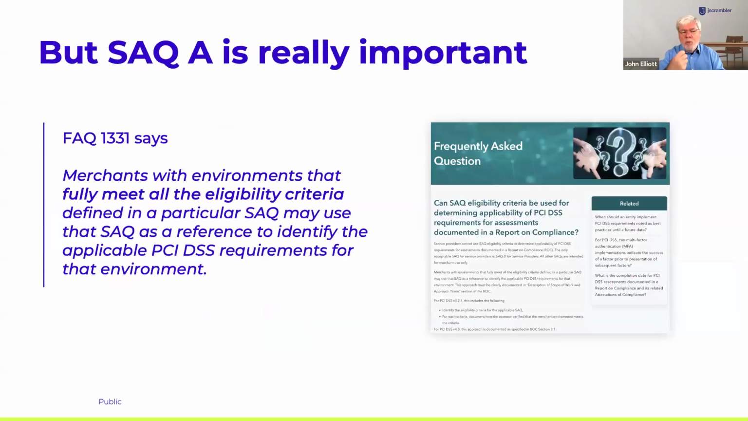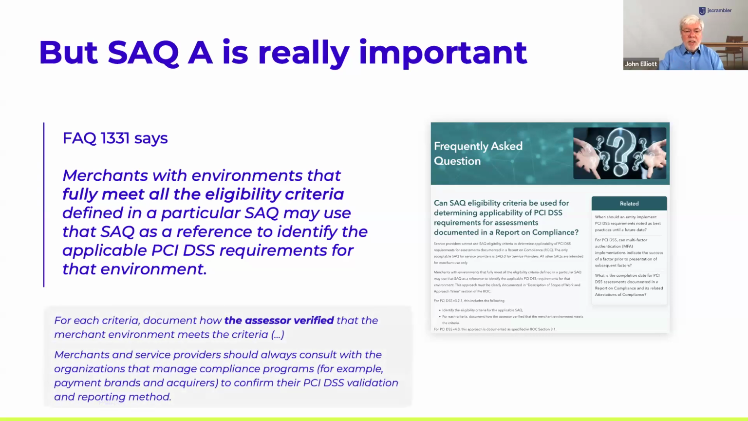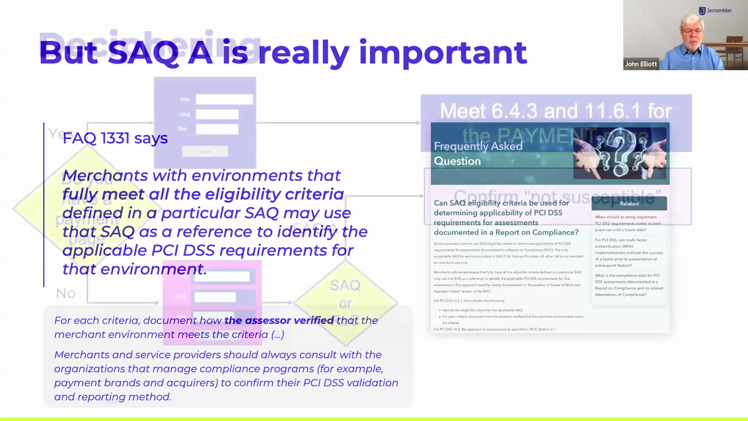Okay, but there is a really, really strange wrinkle, because there's an FAQ 1331 that says merchants that have environments that fully meet all the eligibility criteria defined in a particular self-assessment questionnaire may use that SAQ as a reference to identify what PCI DSS requirements are applicable. And then when it's assessed, the assessor will verify that you meet the eligibility criteria. So I need to change my flowchart.